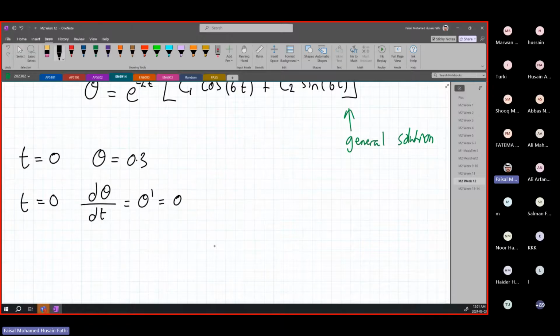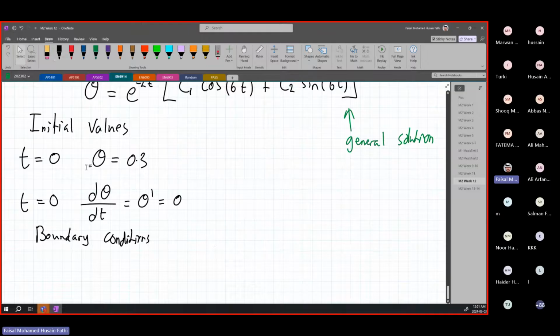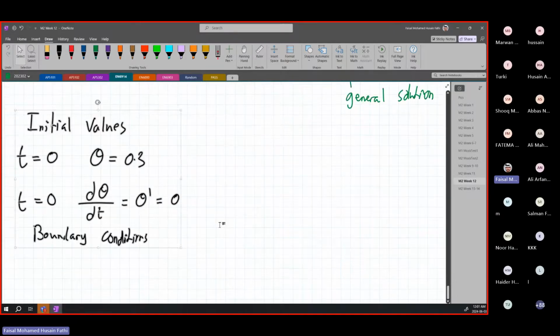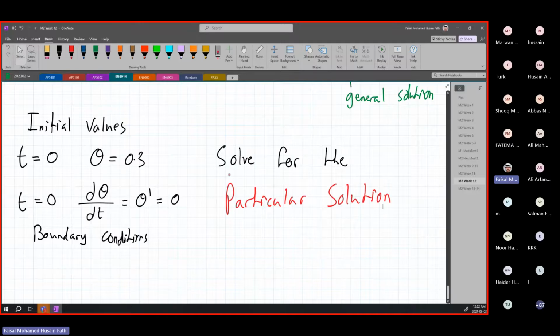These are known as either our initial values or our boundary conditions. All right? It's just a name. Usually you guys know them as initial values. When you are given initial values in any question, that means you need to solve for the particular solution. When you are given this, it means you need to solve for your particular solution.